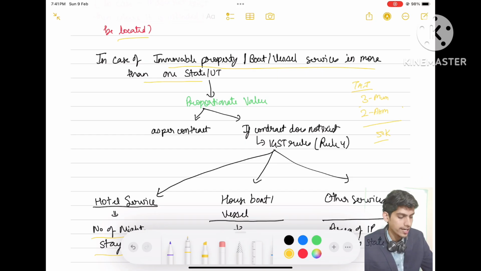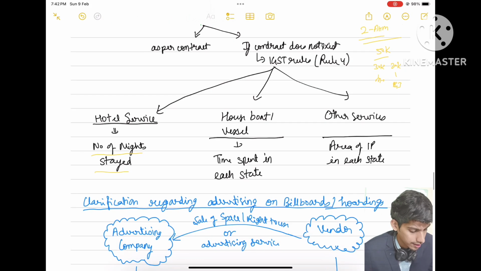So you stayed 3 nights in Mumbai and 2 nights in Ahmedabad. So we will divide the 50,000 amount charged in the ratio of 3:2, the ratio of number of nights stayed. So 30K will be going to the Maharashtra government, that is 50% CGST, 50% SGST, so like 15K each. And 20K will be going to Ahmedabad, that is the Gujarat government. So this is in case of hotel service when we have the data of nights stayed.